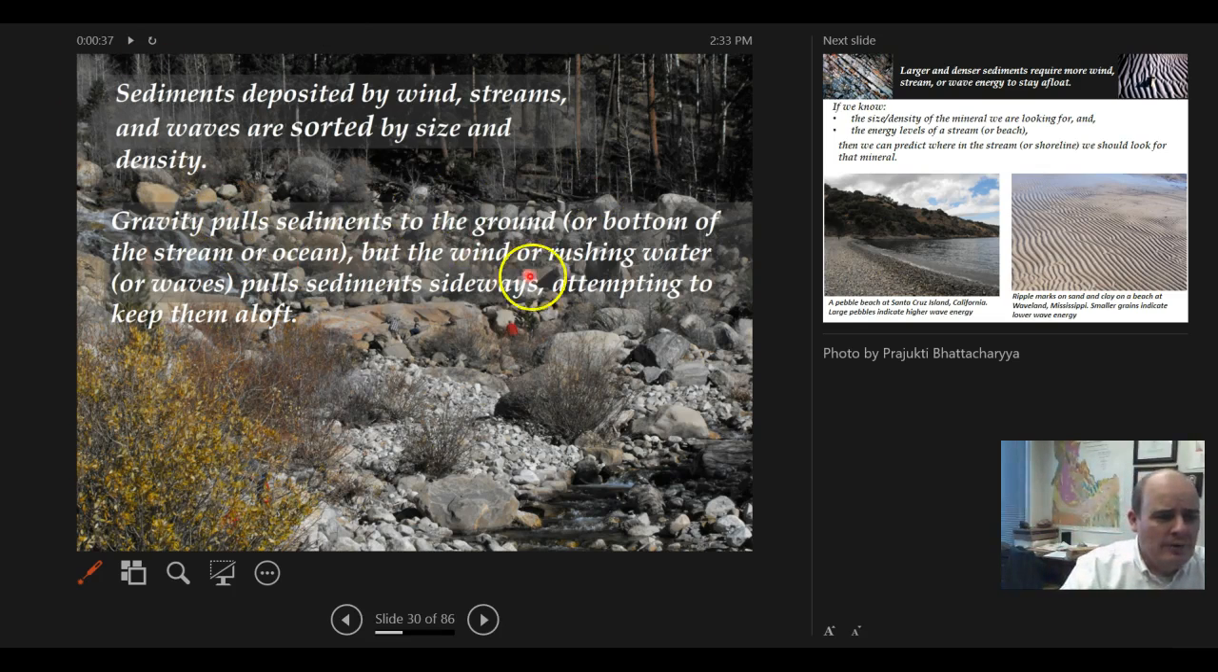So gravity pulls the sediments to the ground or bottom of the stream or the ocean, but the wind or rushing water pulls sediments sideways, attempting to keep them aloft. So the heavier stuff will go to the bottom of the actual bed, right?